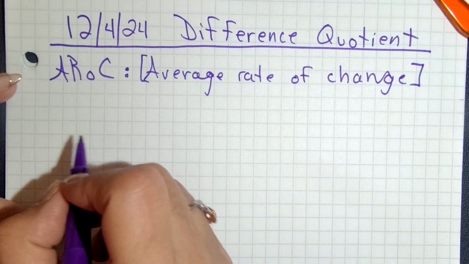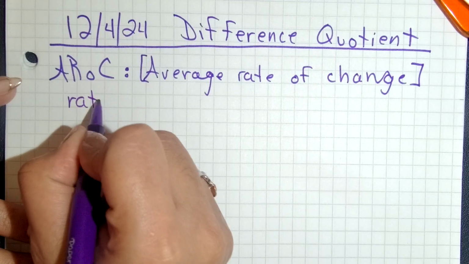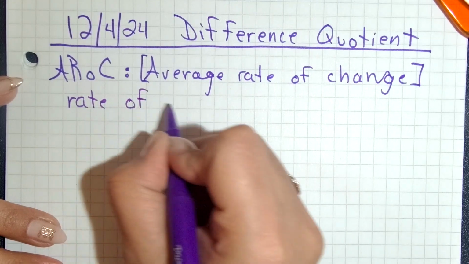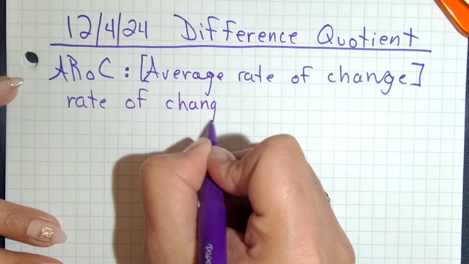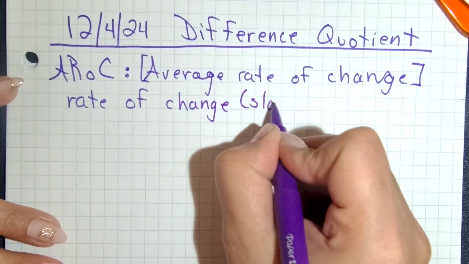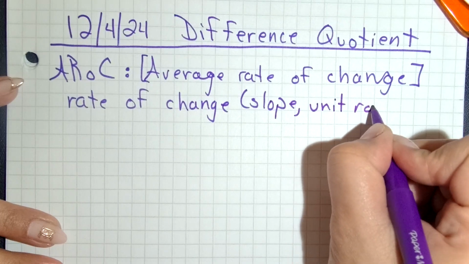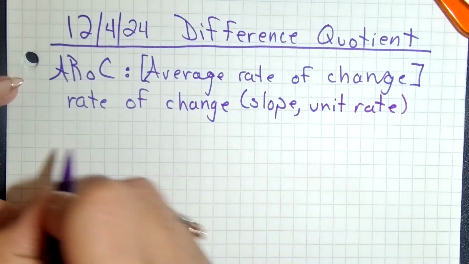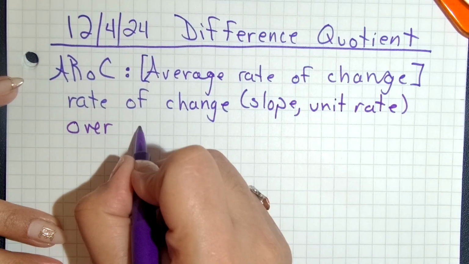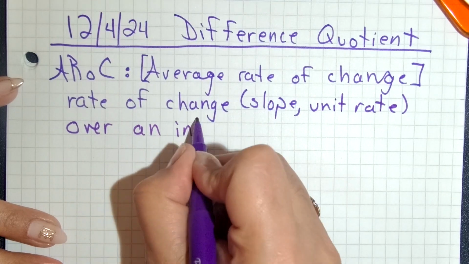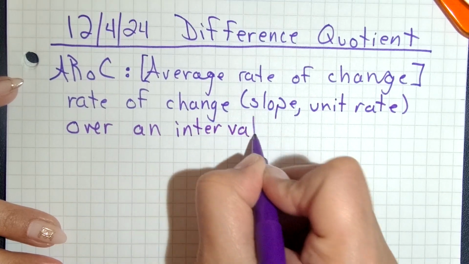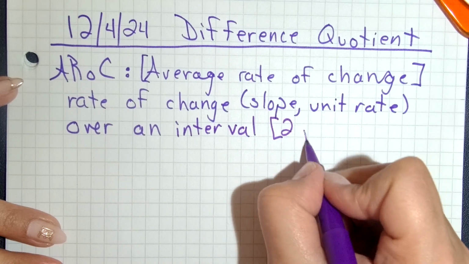So the average rate of change is the rate of change, or slope, or unit rate, over an interval, meaning 2 points.